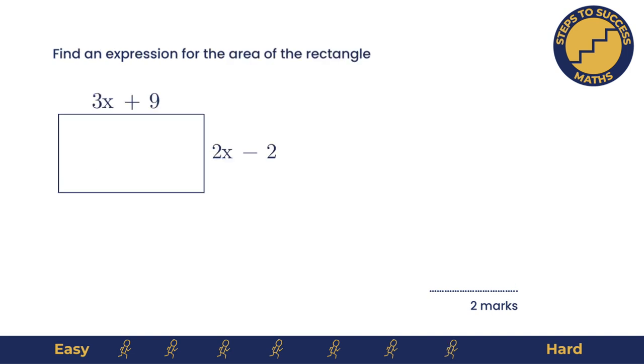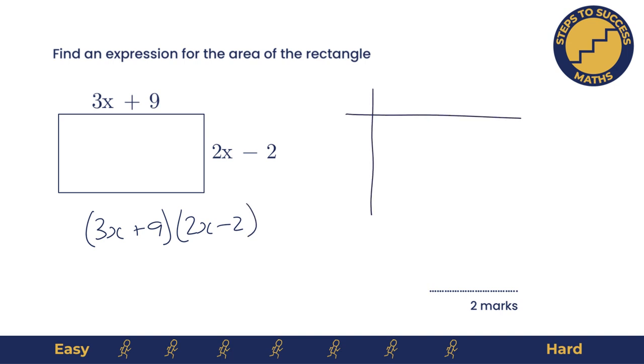Find an expression for the area of the rectangle. So how do you find the area of a rectangle? You multiply the two side lengths together. So we need to do 3x plus 9 times 2x minus 2. And we're going to use a grid to do that. 3x plus 9, 2x minus 2.